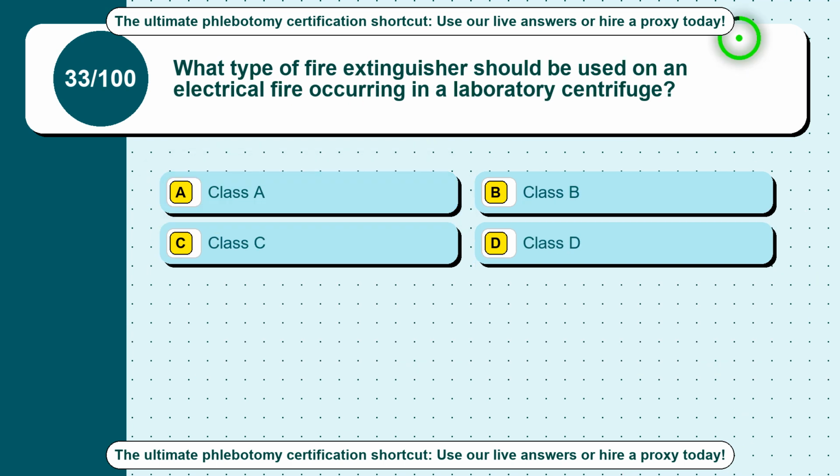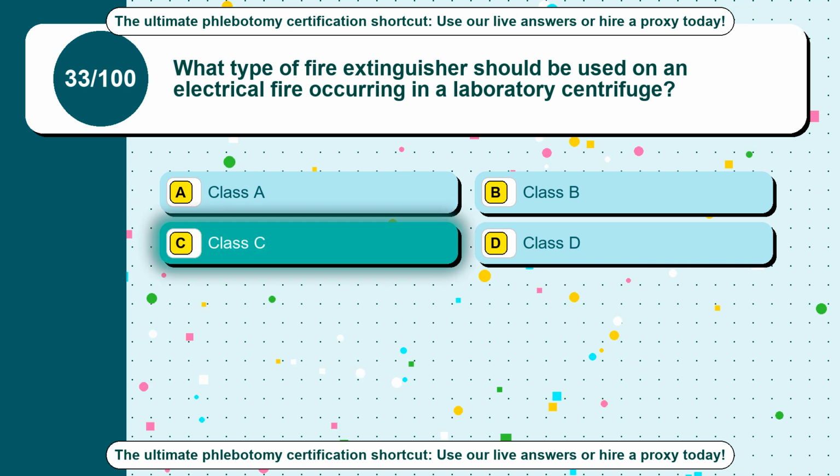Question 33. What type of fire extinguisher should be used on an electrical fire occurring in a laboratory centrifuge? Option A, Class A. Option B, Class B. Option C, Class C. Option D, Class D. The correct answer is option C, Class C.